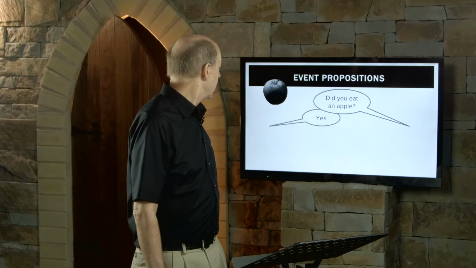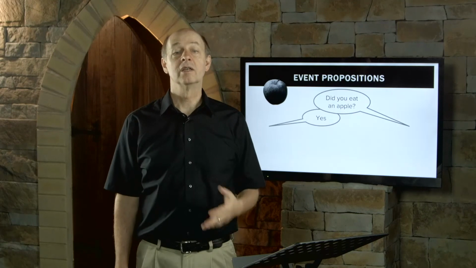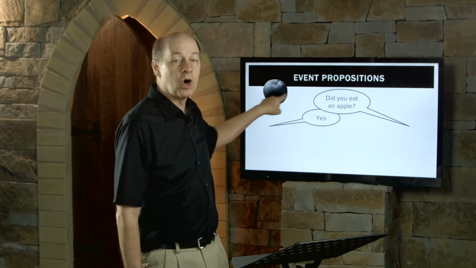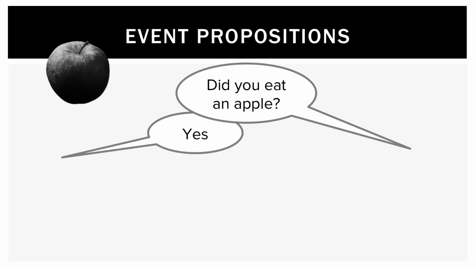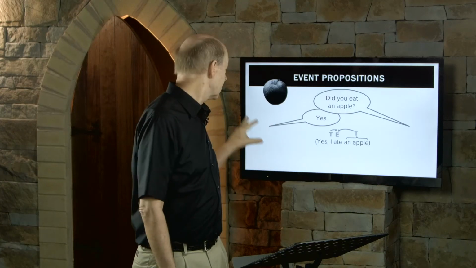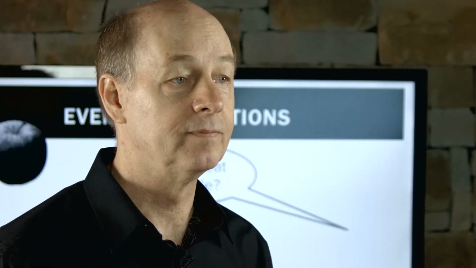If we look at this illustration, the question: did you eat an apple? The response: yes. Within this context, this small word, yes, actually represents a complete event proposition. It means, yes, I ate an apple. So this little three-letter word, yes, has an event. It implies an event, ate, and two thing concepts, I and apple.